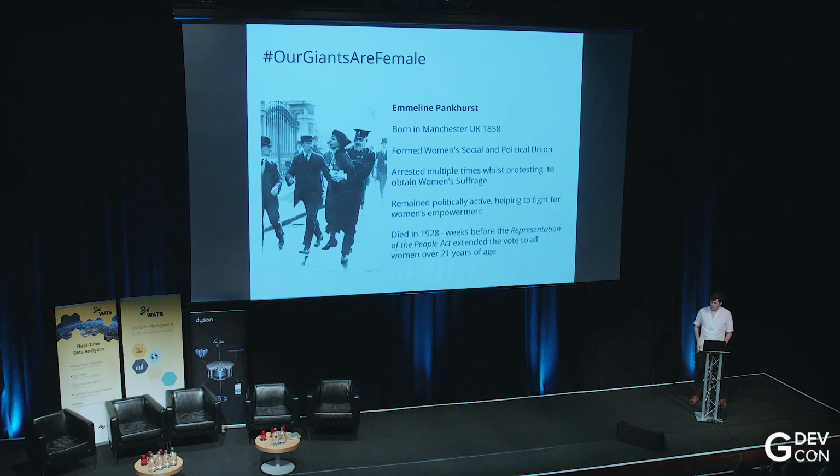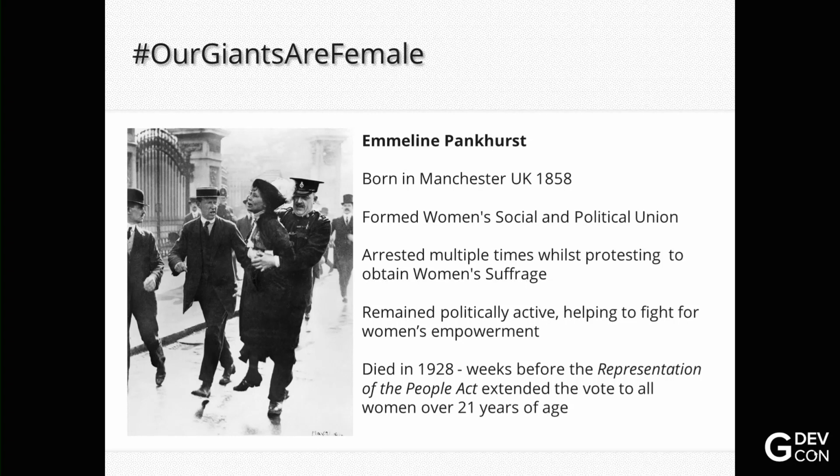So just before we start, I live and work in Manchester, and I love it. And one of our local heroes is Emmeline Pankhurst. Whilst not a member of the technological development community, she was very important in bringing around women's suffrage in the UK. She was arrested multiple times for this cause, and she basically dedicated her life to making sure that everyone in the UK was able to get the vote.